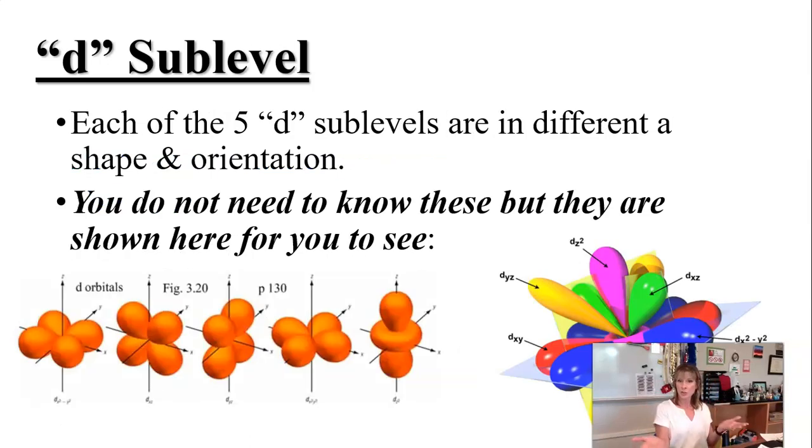These are illustrations of what the D sublevel will look like. Each of those 5 D orbitals will have a different shape and orientation on the X, Y, and Z axis. You don't really need to know what they look like. You're never going to have to reproduce an orbital shape because they fit together as an electron cloud, and it's really hard to do that anyway.